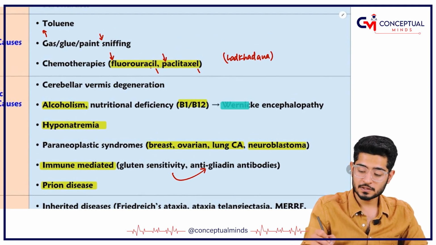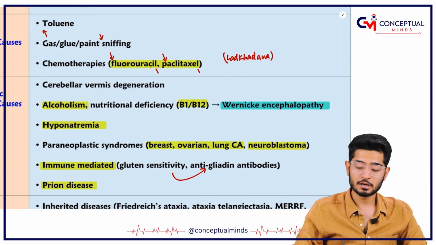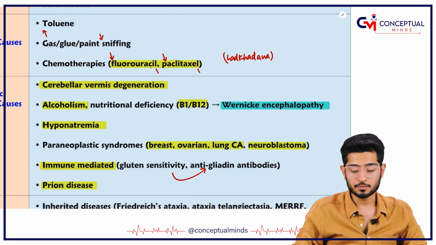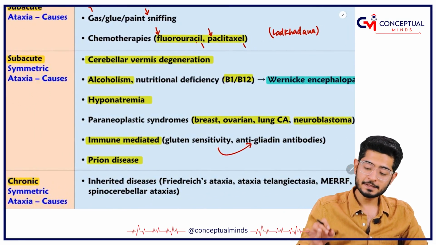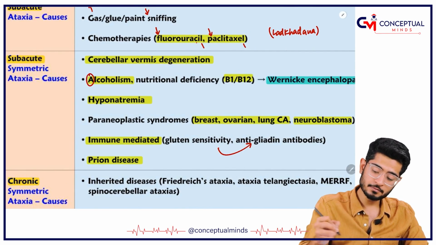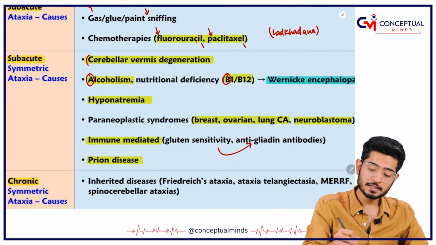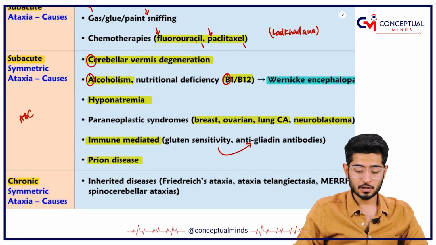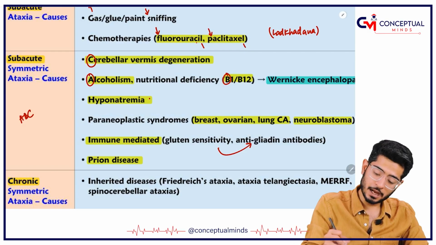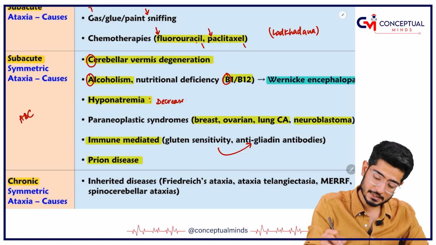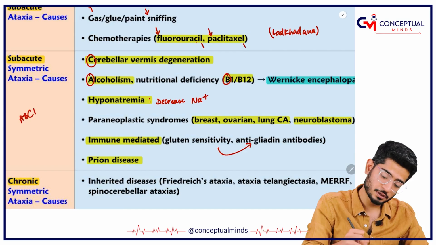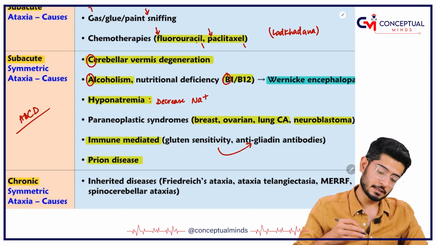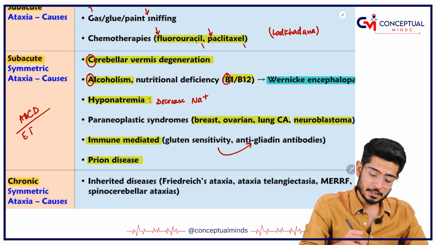I just hope this is Wernicke's encephalopathy associated, and of course there is cerebellar vermis degeneration which is going to be there. Okay, so just remember like this, like A for alcoholism, B for B1 and B2 deficiency, C for your cerebellar vermis degeneration. Okay, and then hyponatremia, I'm writing like this, decrease in sodium. Okay, decrease in sodium. So this is A, B, C, D, you have to remember. And then okay, so I'll write E, F and G.